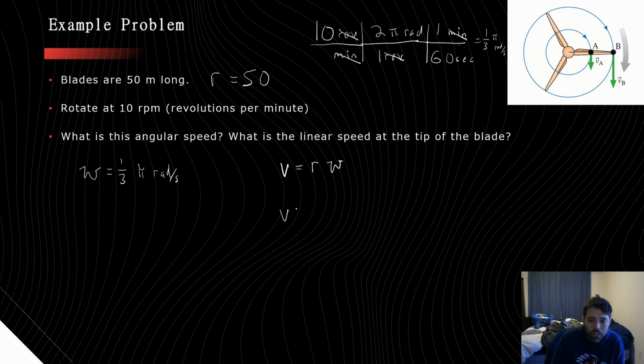R is 50 meters, the radius is 50. Omega was 1/3 pi radians per second. So I'm going to multiply these: 50 pi over 3 is going to be my velocity. Now, for linear velocity, I am going to multiply by pi.